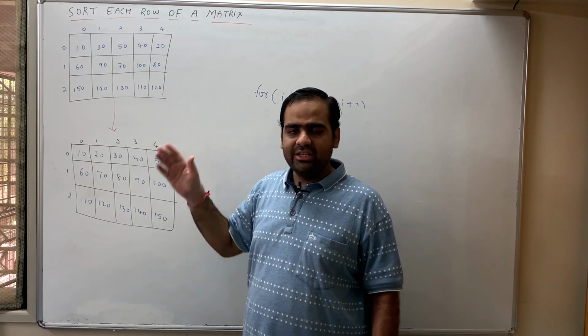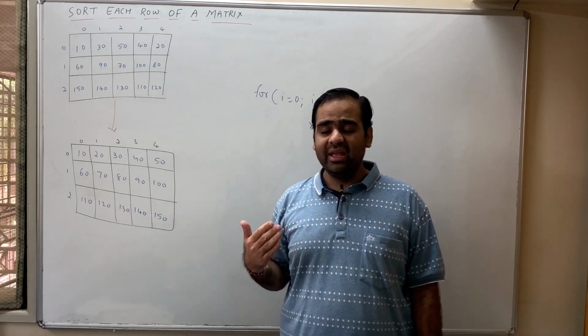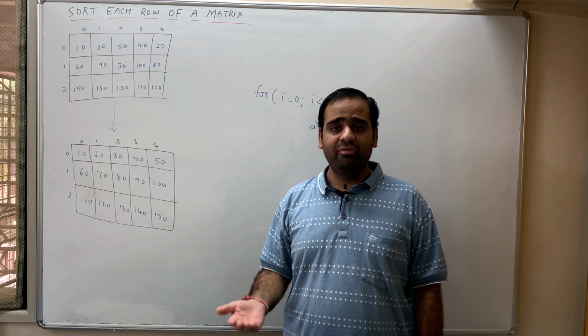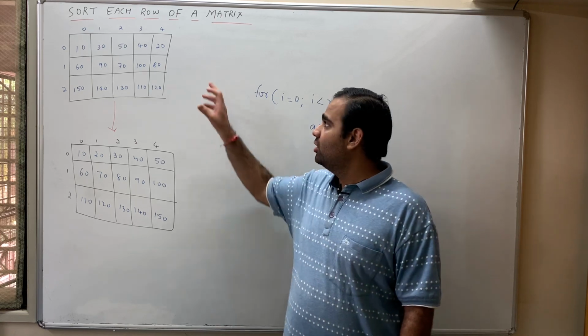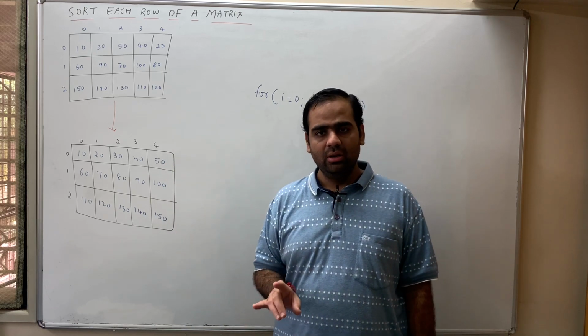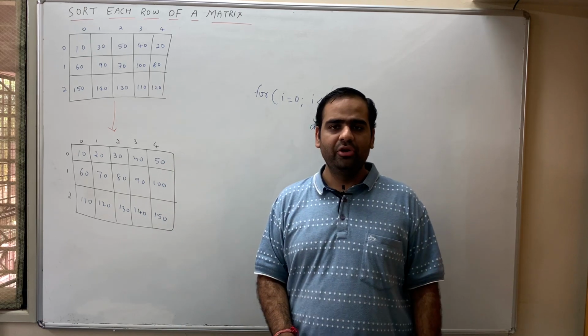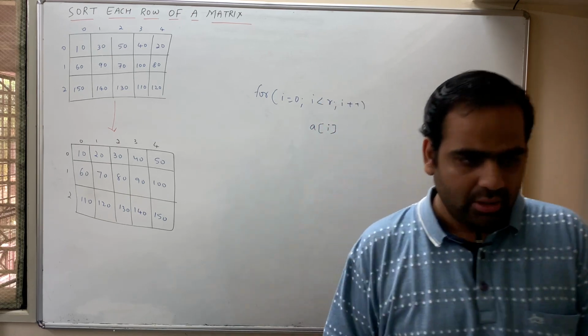And we know how to sort a one-dimensional array. Each individual row is a one-dimensional array. We know how to sort it. We may use any sorting technique that we know. We have seen bubble sort, selection sort and so on. We will use bubble sort over here to sort each individual row of a two-dimensional array. Please pause the video over here and try to write the program yourself. Thank you.